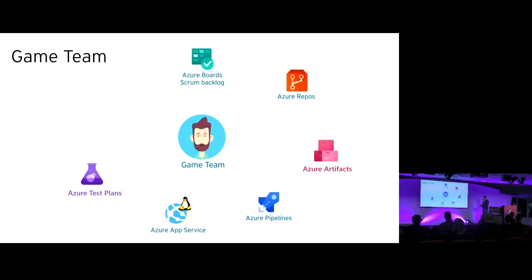They're using test plans to run manual acceptance tests. And they're using App Insights for monitoring the application in production and making sure that it's healthy.